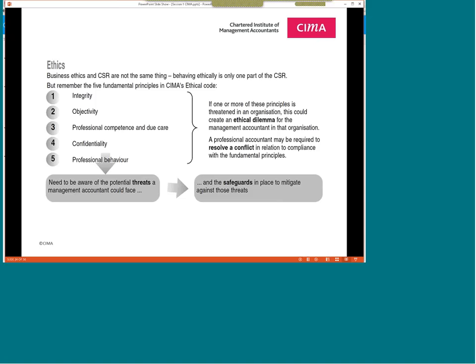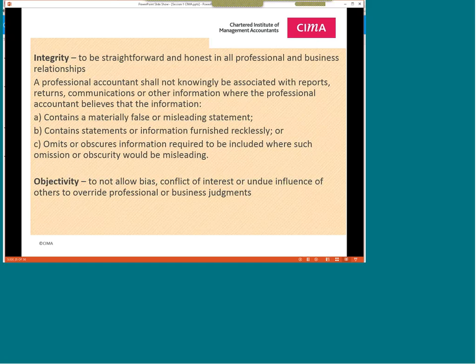So you have 5 main objectives or principles that CIMA has in their ethical code that every member should follow. I will just explain them very quickly because we are going to apply them to an exam question that was in a previous exam. So the first one is integrity. What does it mean to act with integrity? It means to be honest and straightforward in all business relationships.